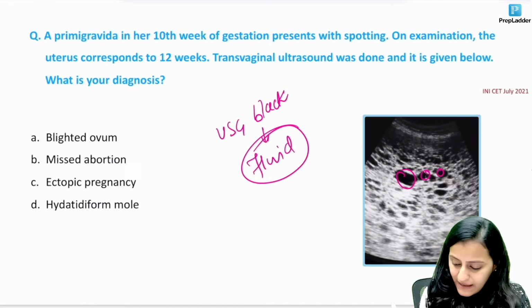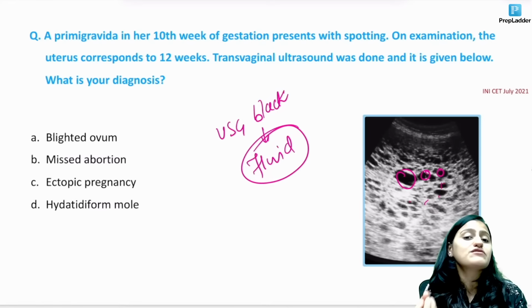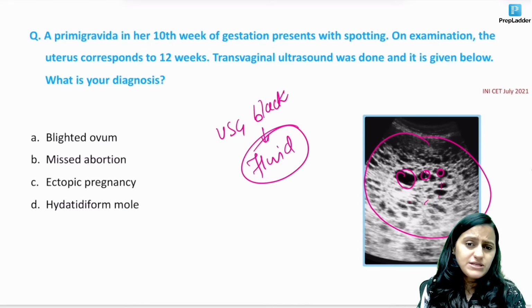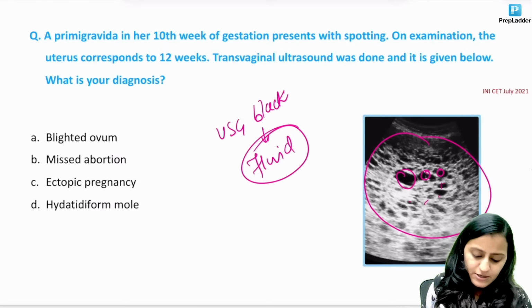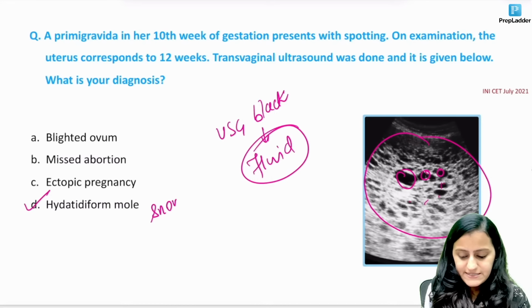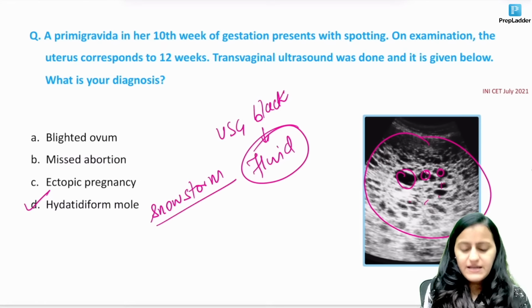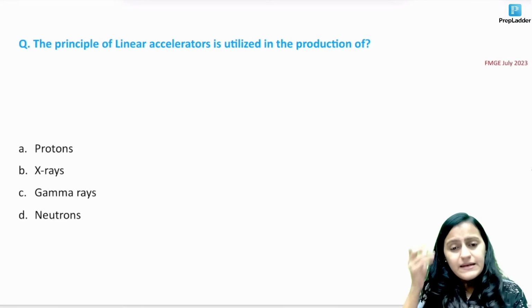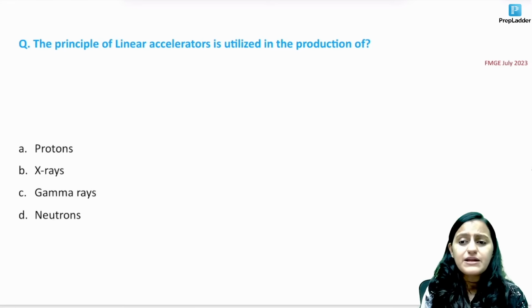So this black that you are seeing are the cystic spaces, fluid-containing spaces. These are the multiple cystic spaces in the uterus, the snowstorm appearance of H mole. Okay, this is the snowstorm appearance of H mole. Correct. Next one, coming to nuclear medicine and radiotherapy.